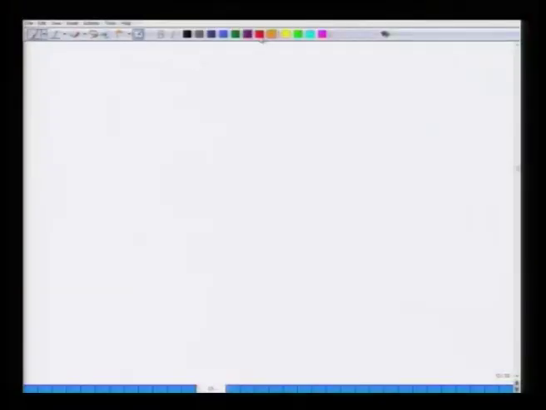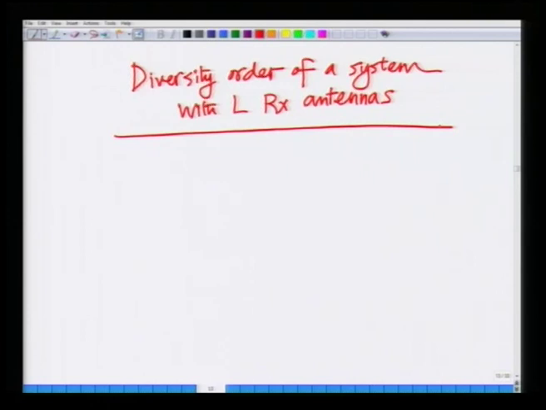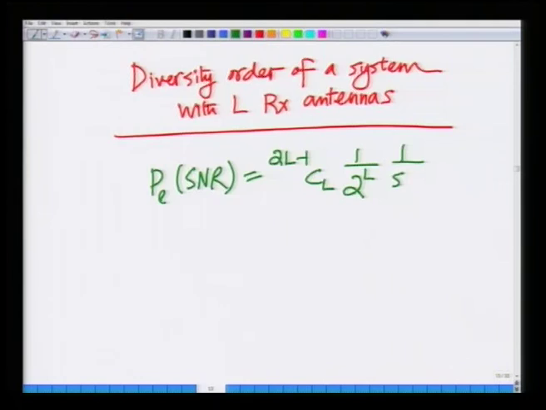So, diversity order of a system with L receive antennas. We said the probability of bit error with L receive antennas decreases as probability of bit error is given as 2L minus 1 C L, 1 over 2 to the power of L, 1 over SNR to the power of L.